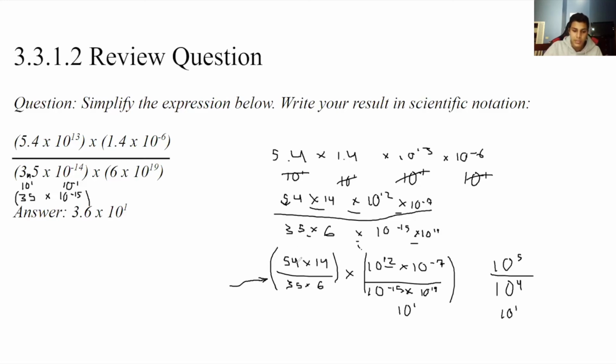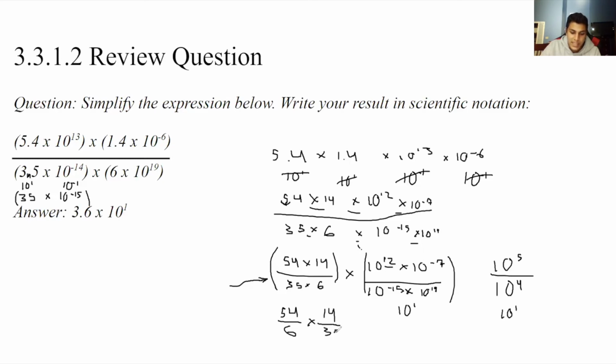If I cross-cancel this, I can turn 54 into 9 and 6 into 1. And I can turn 14 into 2 and 35 into 5. And let me show you why I can actually do that. It's because if I broke this fraction up into two separate fractions, like I did when I had this big one, I can break it up into 54 divided by 6 times 14 divided by 35.